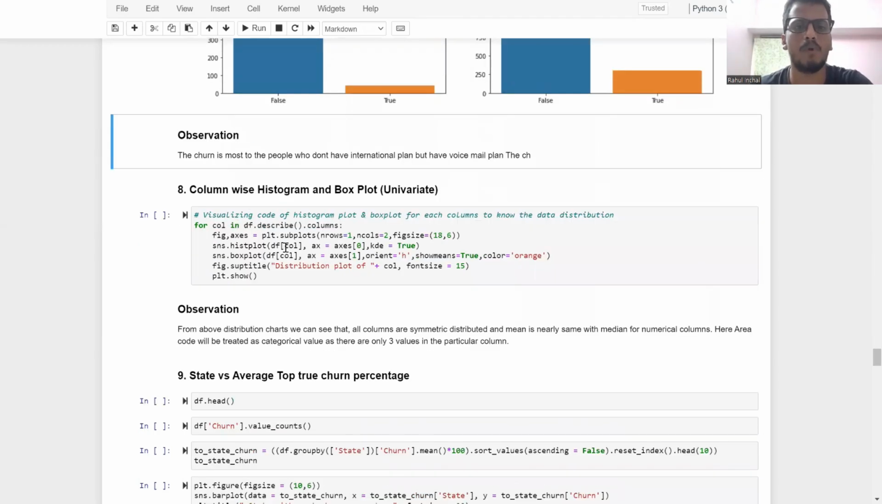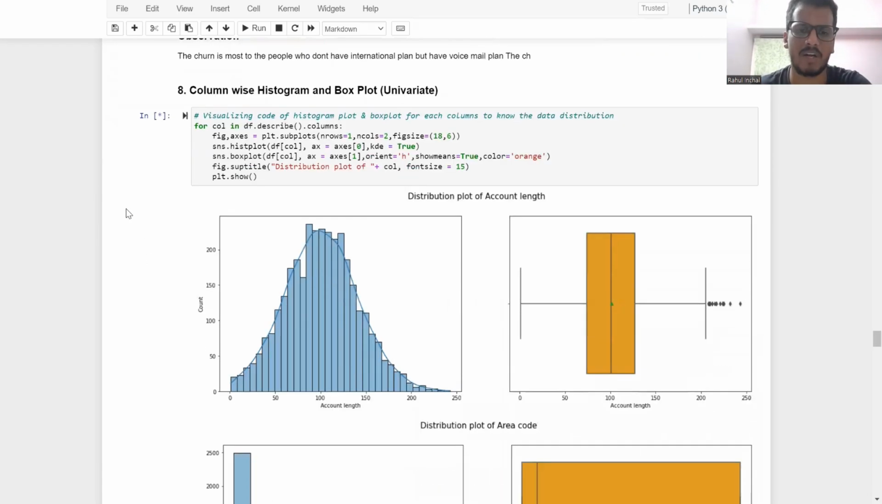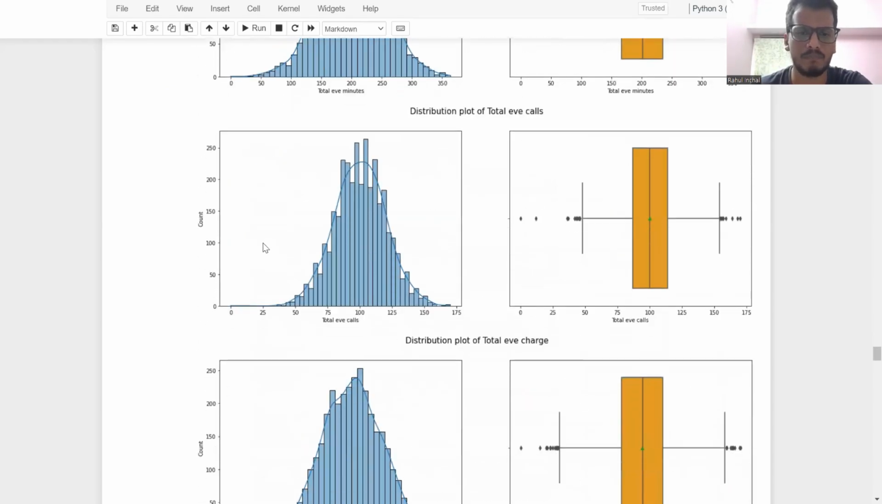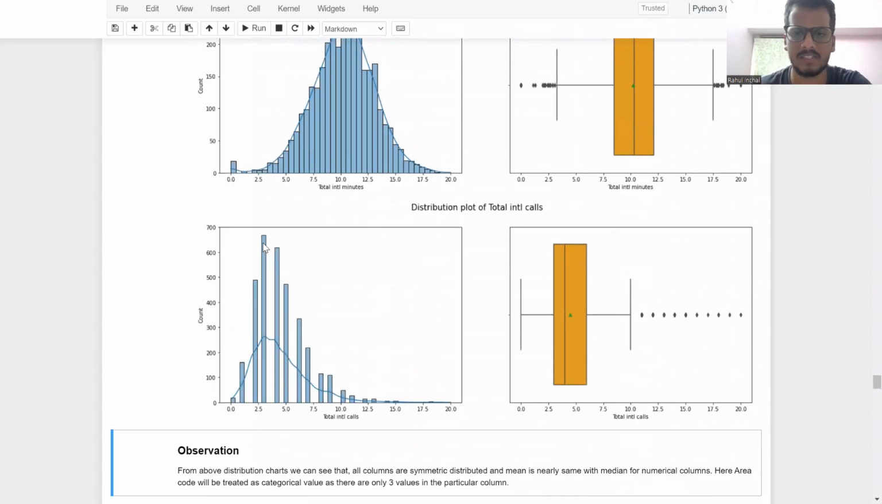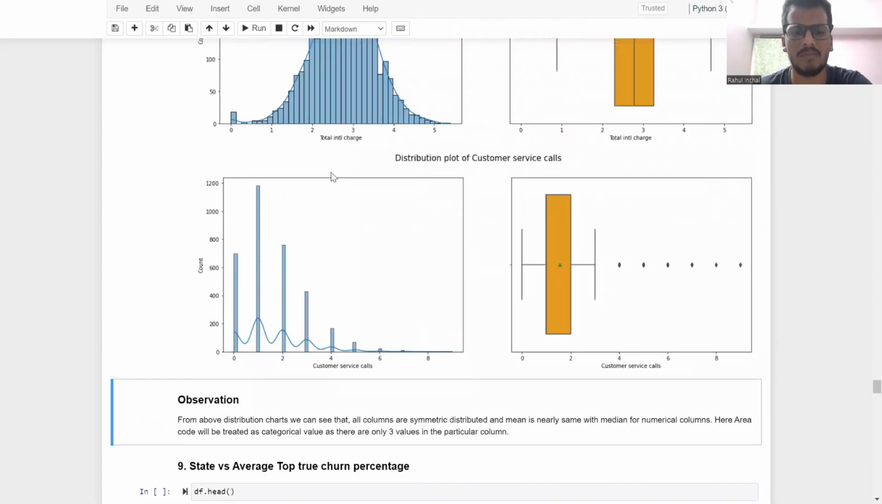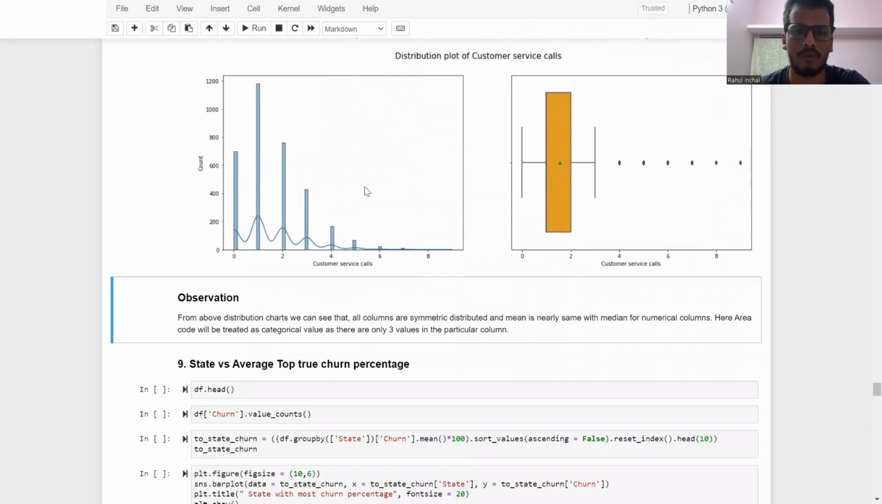Next is column-wise histogram and box plot univariate analysis, which I have done using a for loop. You can see there are a lot of probability density graphs as well, so I have done it for the entire set. From the above distribution charts, we can see that all the columns are symmetrically distributed, and the mean is nearly the same as the median for numerical columns. These are the insights which we can draw from there as well.